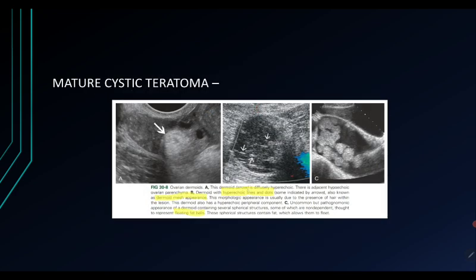This is a dermoid, diffusely hypoechoic. There is adjacent hypoechoic ovarian parenchyma. The dermoid with hypoechoic lines and dots. These are the hypoechoic lines. Some dots are there. This also has a hypoechoic peripheral component. Uncommon is the presence of hair follicles within the lesion.